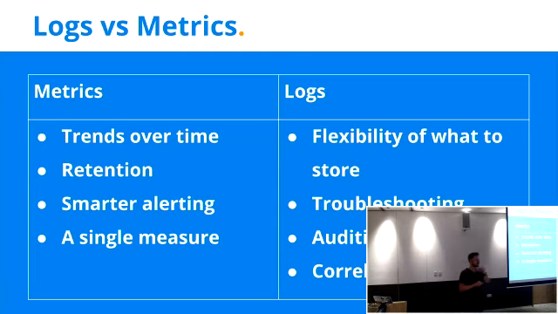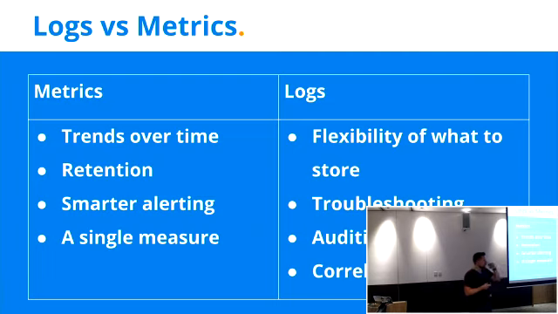So in Datadog, which I'll show you a little bit later, you can store the metric information for 15 months. So you can go back 15 months, see what's happening over your infrastructure over time. And metrics really give you smarter alerting, which I'll show you in a minute. But pretty much a metric is just a single measure of something happening at a point in time.